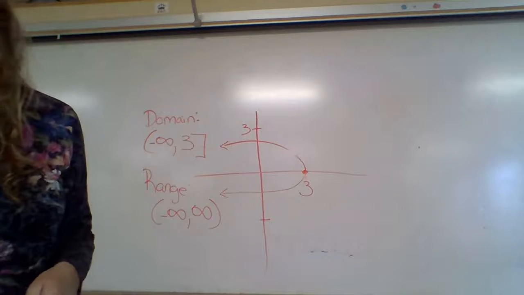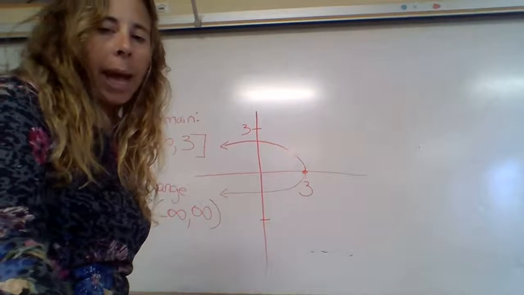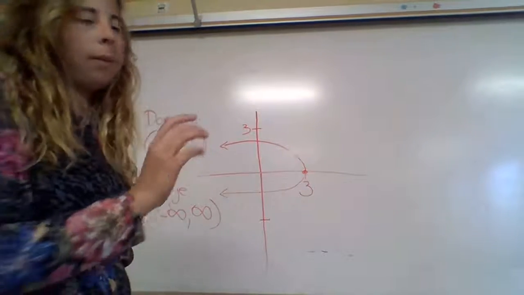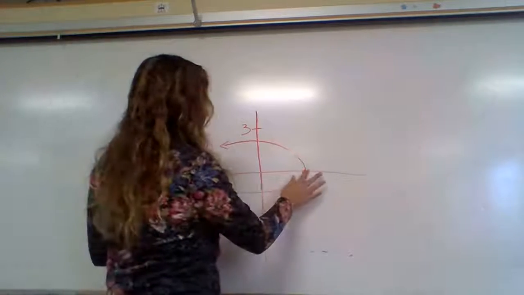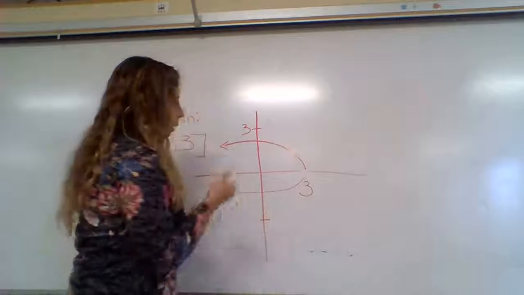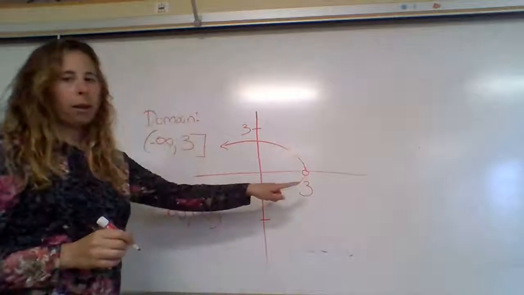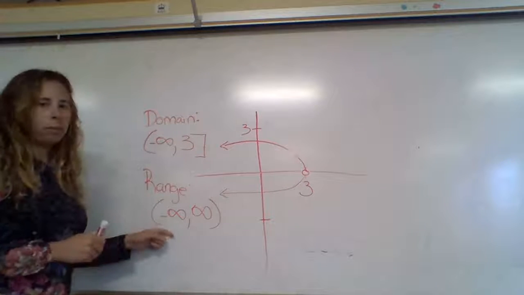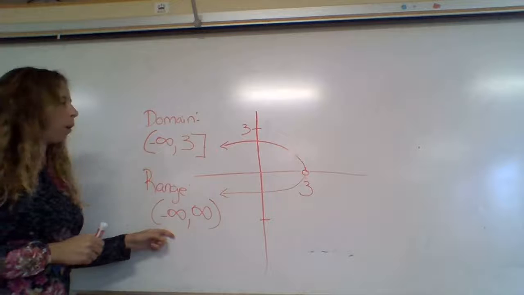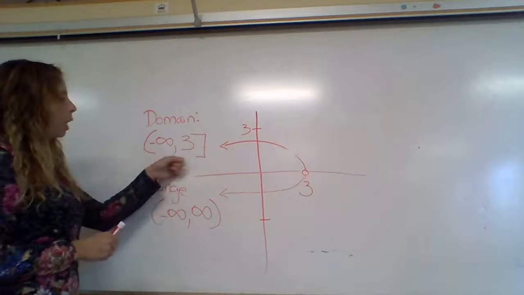Whew, that is it for Unit 1. Boom. That wasn't so bad. Wait, actually I want to show you one thing before I end this. Let's say that this was a hole. Let's say there was a hole there, okay? That doesn't affect your range at all. Your range is still going forever negative and forever positive, but it'll change your domain.